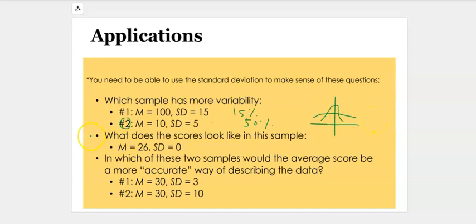The others you can also calculate by yourself to know which one has more variability. But here you can see what the scores look like in this sample. The standard deviation is 0. That means every score has the same value as the mean. So every score is the same, 26. And for the third one, more accurate means that if they have less variability, the mean score is more accurate. You will also calculate that with the practice we did.